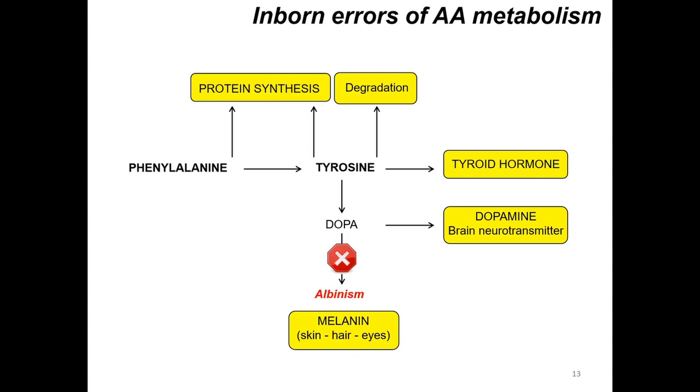And DOPA is a really important molecule because DOPA can be transformed into dopamine, which is a brain neurotransmitter, but also into melanin, which is a pigment. So if the transformation of DOPA to melanin is impaired, then we have albinism.